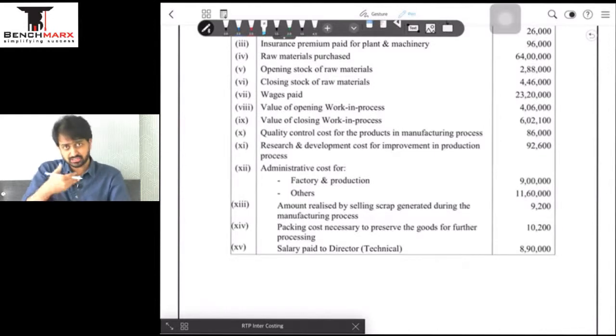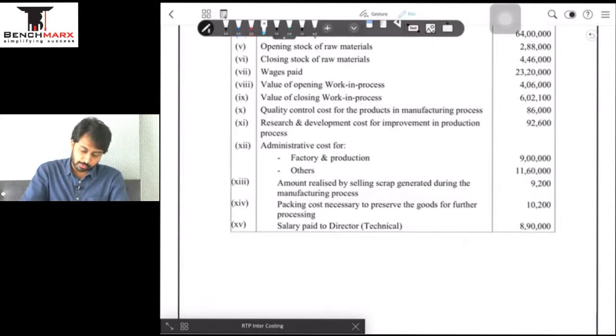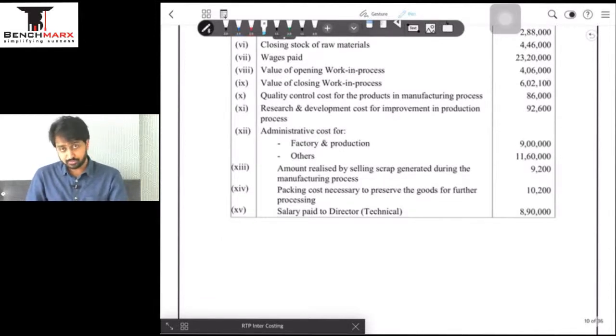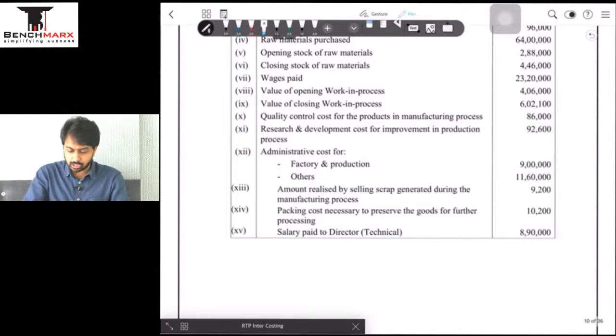अब ये others जो है वो जाएगा नीचे, that is COP के नीचे, and a factory cost of factory admin cost which are production based will go ऊपर as per the new format. Amount realized by sale of scrap, this should be subtracted before the COP, and packing costs necessary to preserve the goods, ये again COP में आएगा, and salary paid to director technical will not come before the COP.